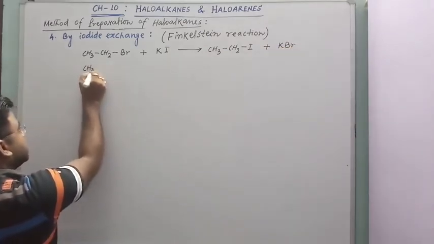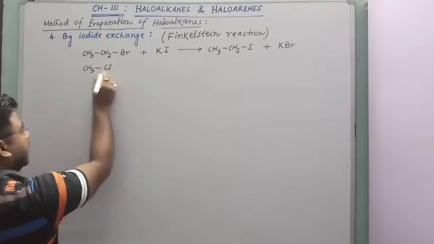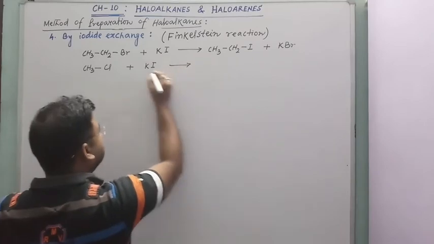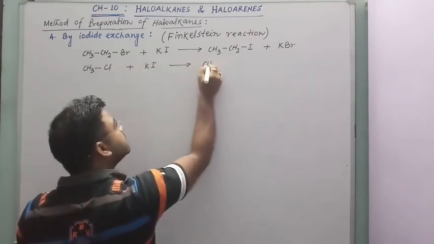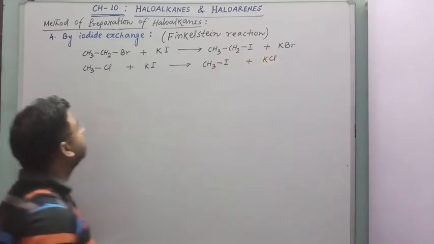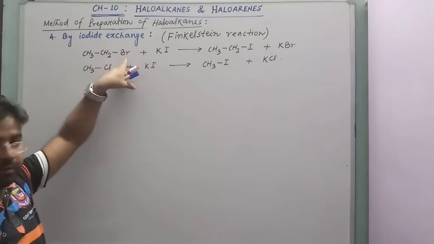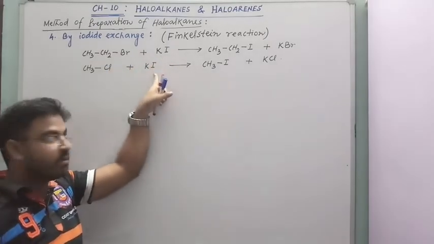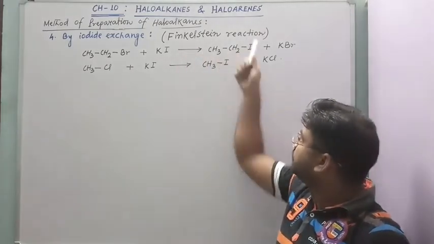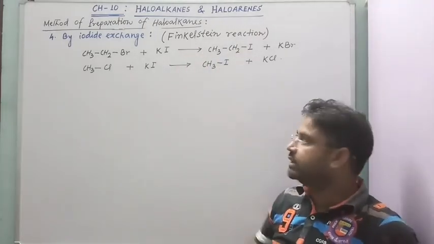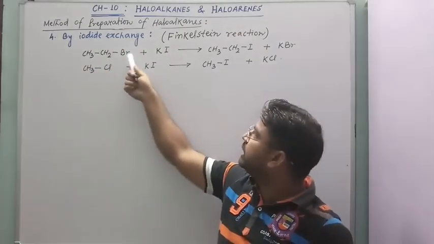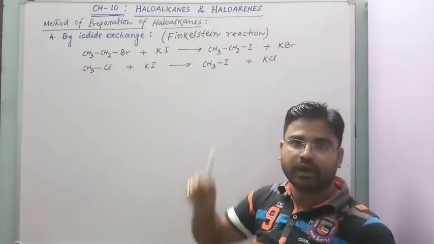Or CH3Cl, alkyl chloride, reacts with KI. KCl is removed. This is CH3I plus KCl. So alkyl chloride or alkyl bromides on treatment with potassium iodide give alkyl iodide. This reaction is called Finkelstein reaction, also known as iodide exchange method. Chloride or bromides are exchanged by iodide.